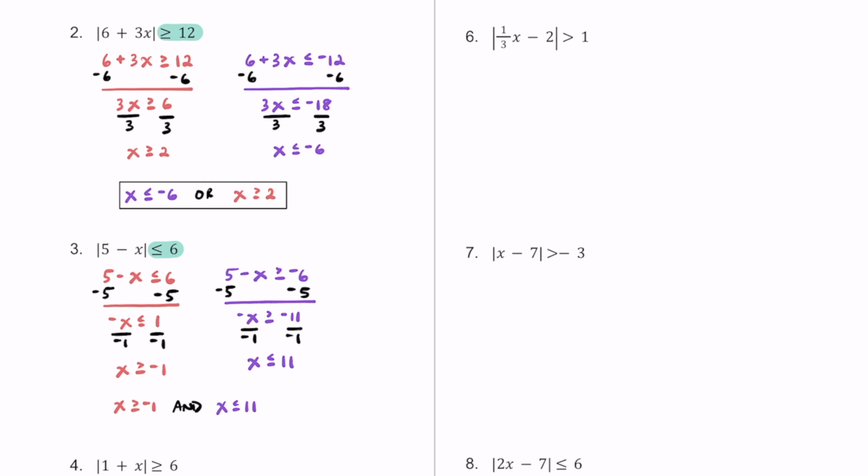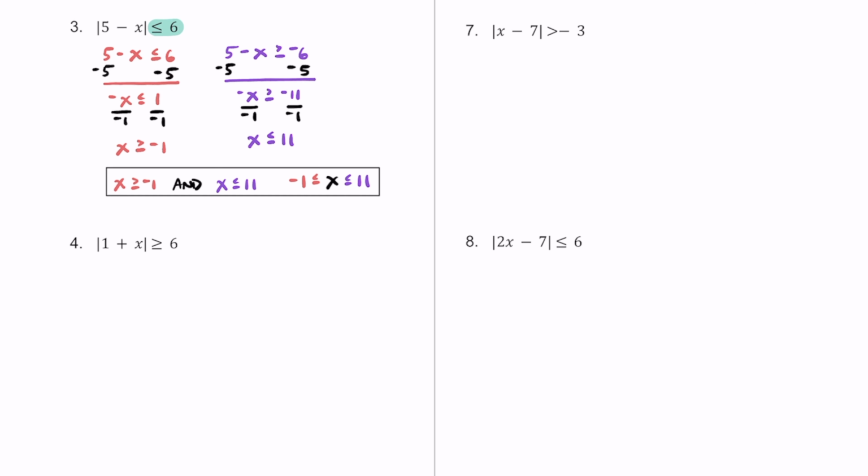That's one way we could write it, or we could also write it another way. Since this is an "and" inequality, we can say -1 is less than or equal to x, just kind of turning this around here, but that's going to be less than or equal to 11. Either of these would work.